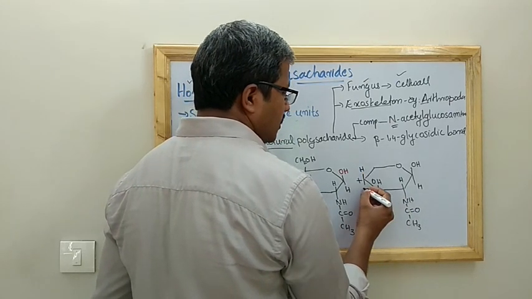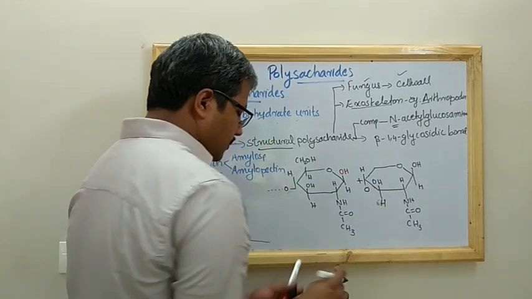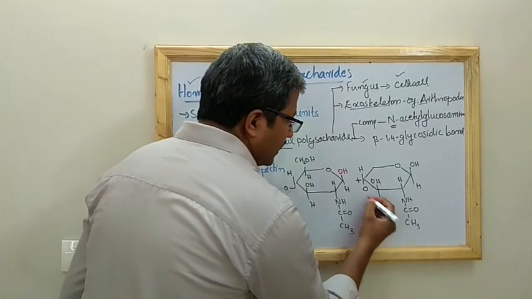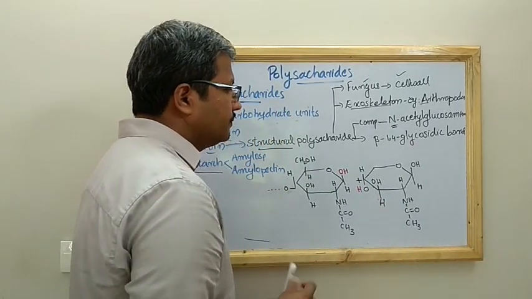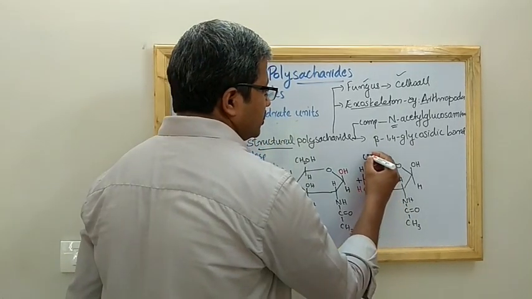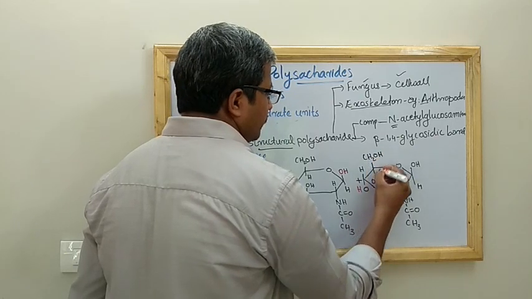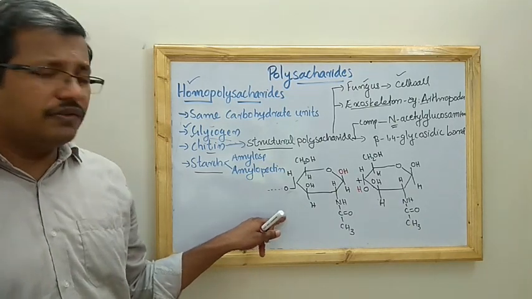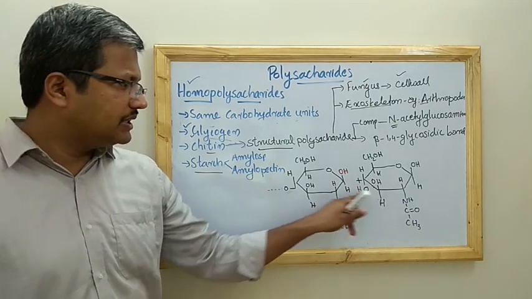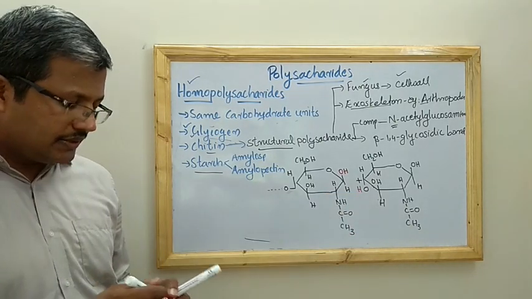H O H. Now the remaining portion CH2OH H. So it is one N-acetyl glucosamine. This is already a polymer of N-acetyl glucosamine. So I am just linking this to N-acetyl glucosamine.